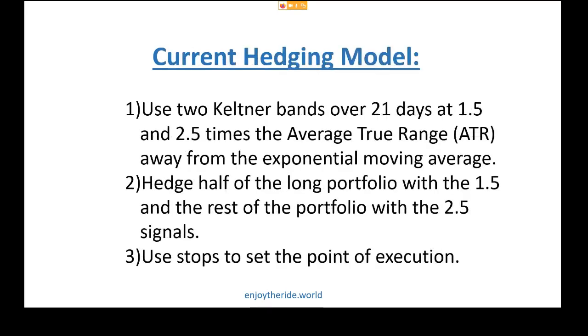So the current hedging model, as I said, was 21 days, 1.5 and 2.5. I hedge 50% of the portfolio with the 1.5 and the other 50% on the 2.5. When the 2.5 goes over, that's a pretty slow moving indicator. That means we're in a pretty good bear move at that point. And I'm trying to protect against the 50% down market, which we've seen a few times a decade over the years.